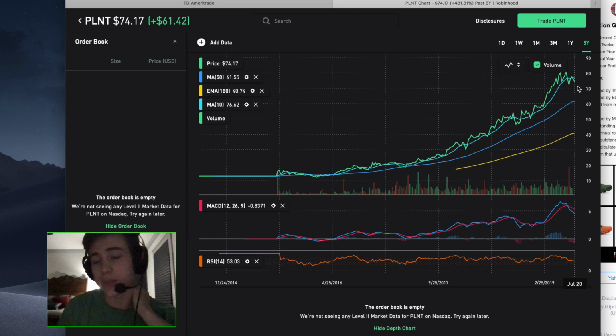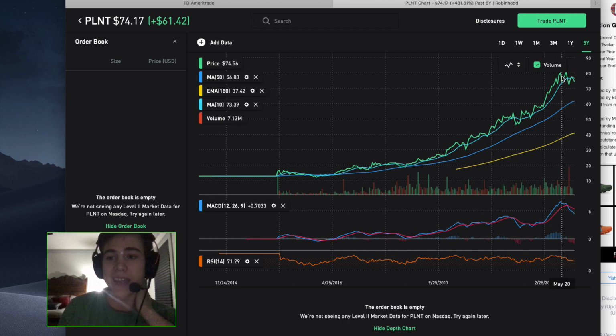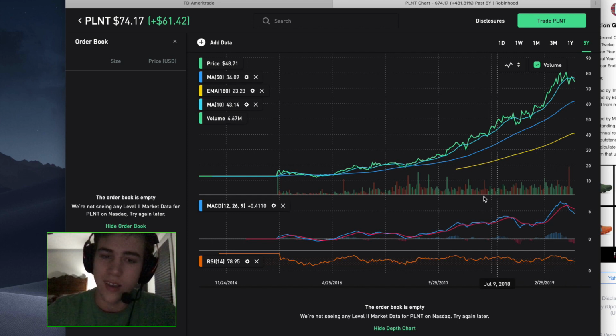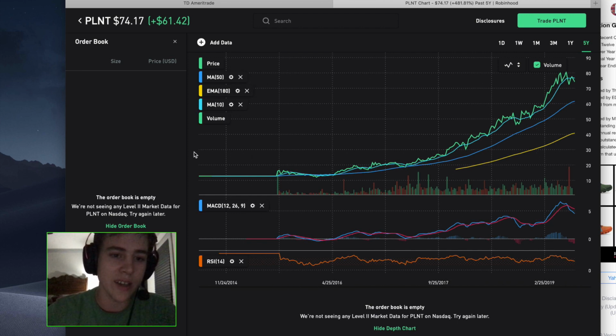But at the same time, if it bounces there, get a big bounce, hopefully break through this 80. This 80 range is what I'm looking for. If it can break through 80, oh, I'm so confident in this one. I'm so confident making money in this one, guys. Just got to break 80. Come on. That's about all I got for us today.